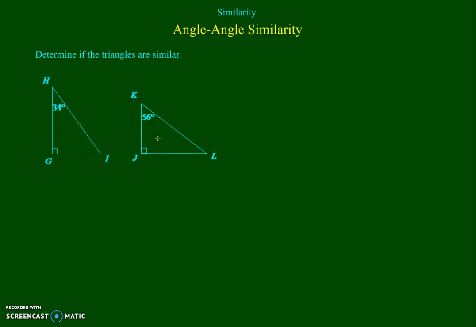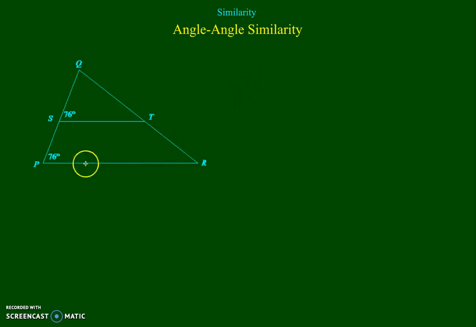So let's try another example. In this example, we have two embedded triangles. We have triangle SQT embedded in triangle PQR. Now we've seen several examples like this in the past, and we know that angle Q is being shared between the two triangles. So angle Q is congruent to itself by the reflexive property of angle congruence. And since angle QST is 76 and QPR is 76, we have similar triangles by angle-angle similarity. This angle and this angle and this. So these triangles are similar.